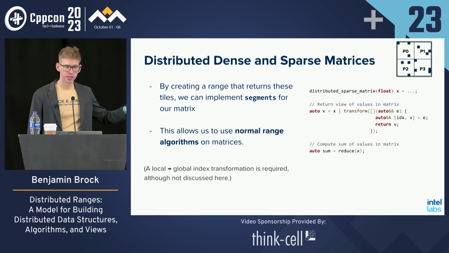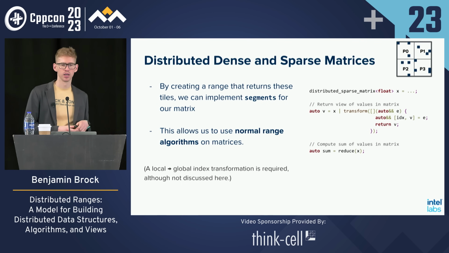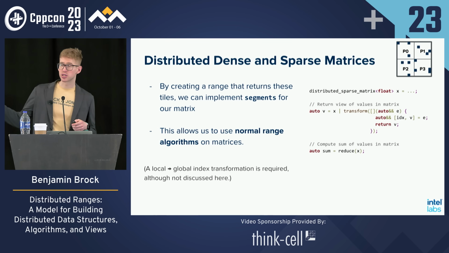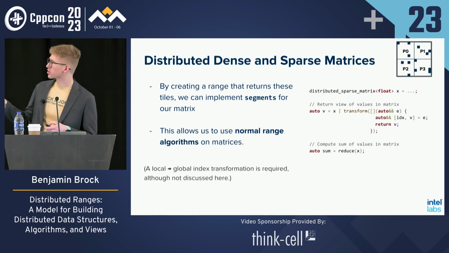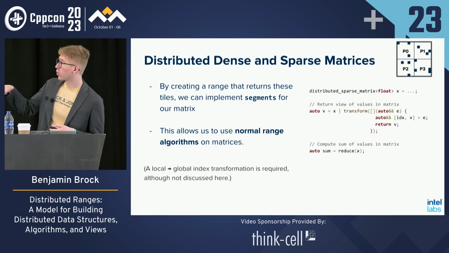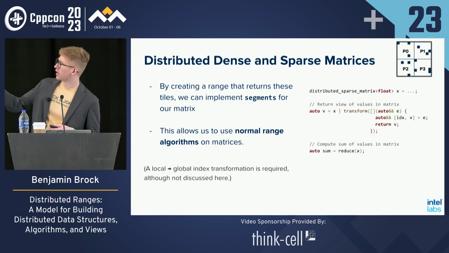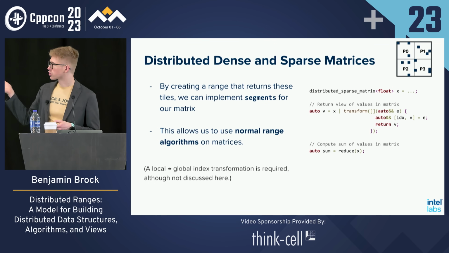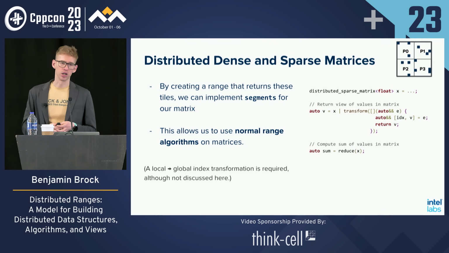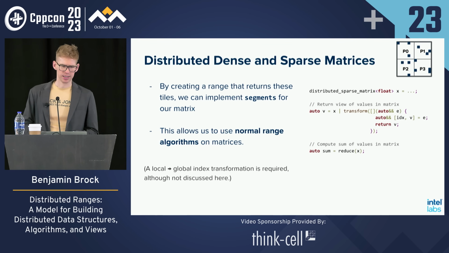By creating a range that returns all of these tiles, we can implement a segments customization point for our matrix. And then what this allows us to do is use one of these matrix data structures with the normal range algorithms. So we can do something like have a distributed sparse matrix and then apply algorithms and views like transform and reduce on a matrix, which I think is pretty powerful.